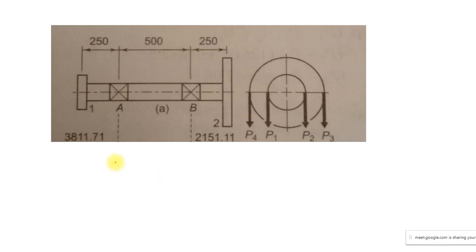In the previous problems you have solved, the bearing was always at the end. Inside the bearing, we had a support and we had a load, for example a gear or a pulley. But this is a somewhat different problem. In this problem, A and B are considered as bearings.